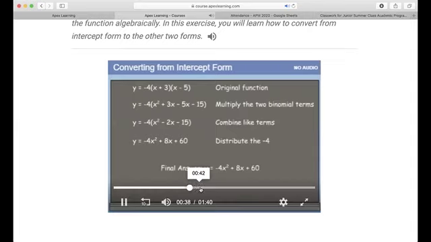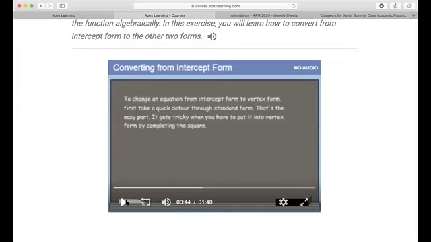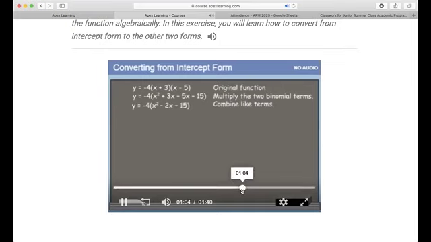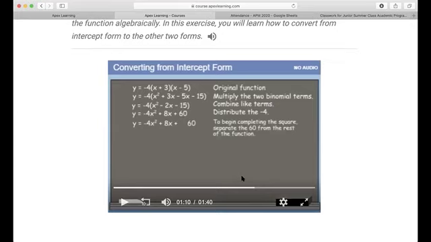Okay, perfect. But now if we're going to go from the intercept form to the vertex form, here's where it gets a little bit more difficult. We're still gonna go to the standard form. So our original function, we still FOIL that out, we still combine like terms, we still carry the -4. But this is where it gets a little bit different.